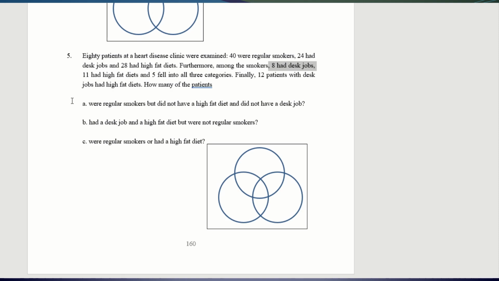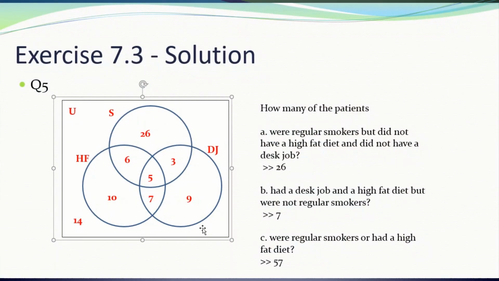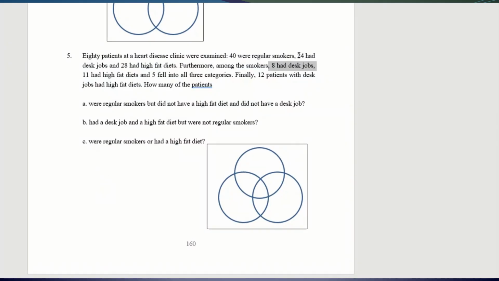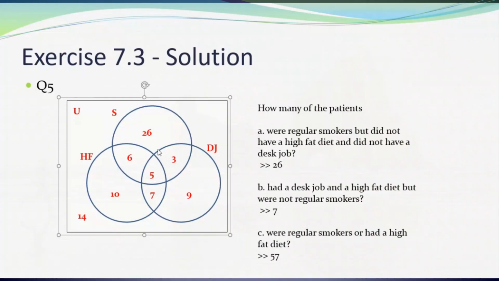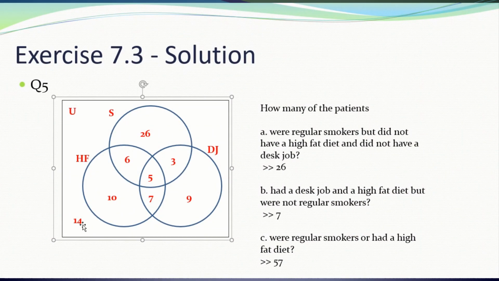12 patients with desk job had high-fat diet. That means they were desk job and high-fat diet. That means these two, this middle here is 12. So this is 5, this is 7, correct? Okay, so you should be able to fill this up. This is 10. Okay, so basically they already told you there were 80 patients, so you should be able to fill up everything else. Outside will be 14.